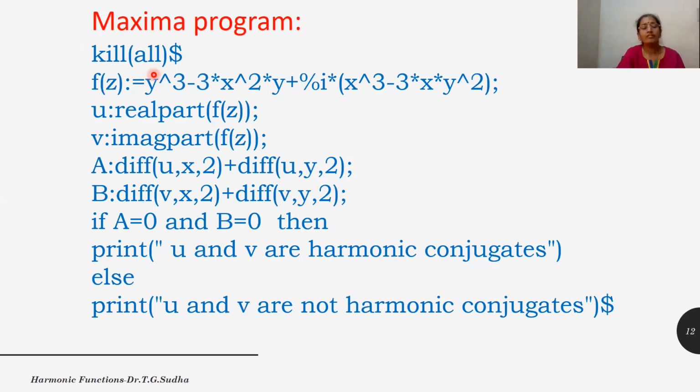So the first line is kill(all). It deletes all the user variables, functions, and arrays, and sets all the built-in commands and functions to their default conditions. f(z) is the given function, therefore f(z) := y^3 − 3*x^2*y, that is y³ − 3x²y, plus %i, that is i, times (x^3 − 3*x*y^2), that is x³ − 3xy².